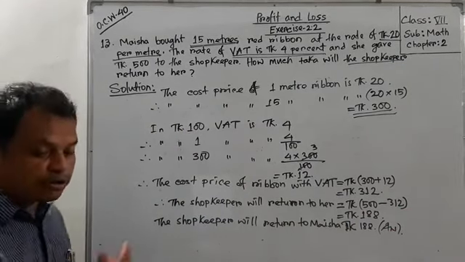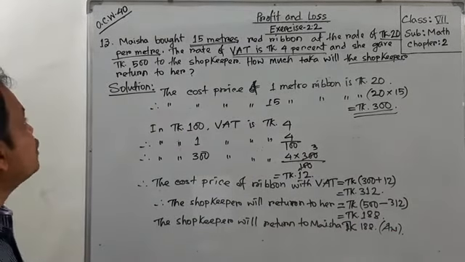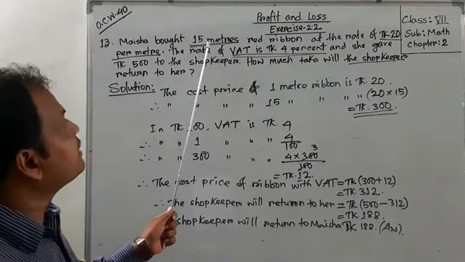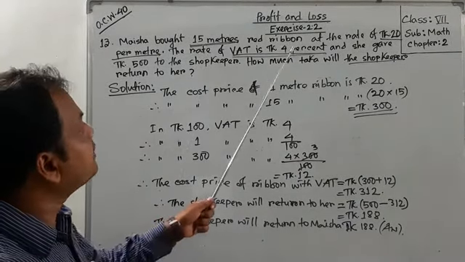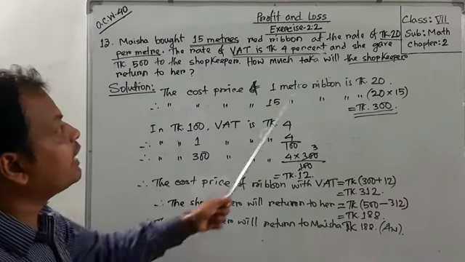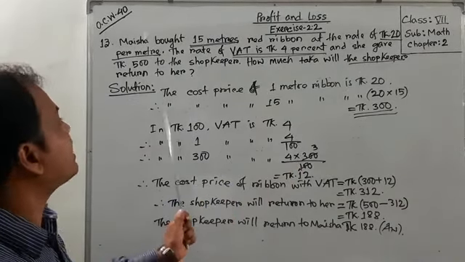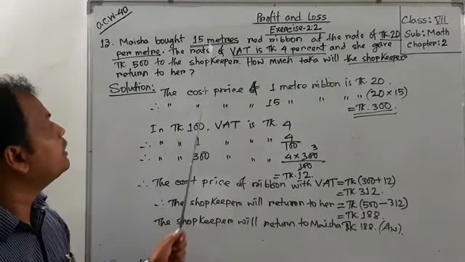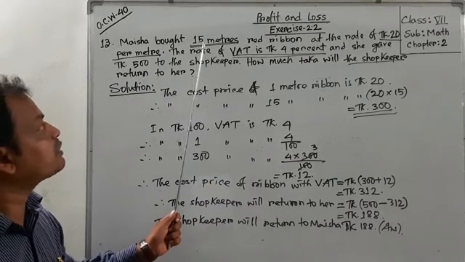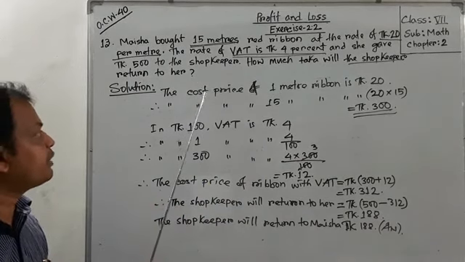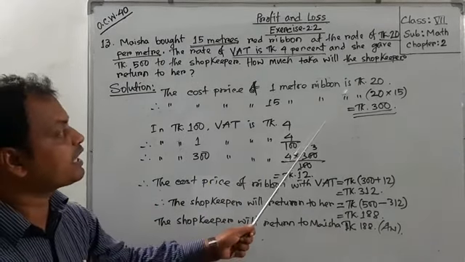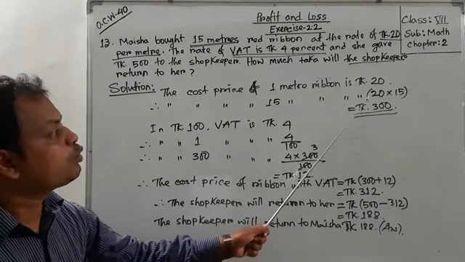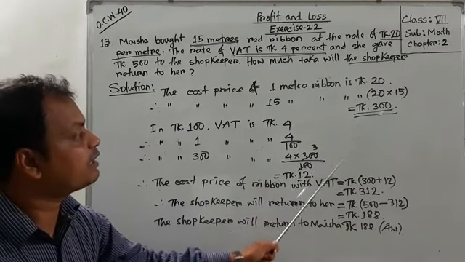So my dear students, I want to review this one another time. The information was 15 meters of ribbon bought by Maisha, and the rate was taka 20 per meter. That means for 1 meter the cost is taka 20. So at first we have found the cost for 15 meters. The cost price of 15 meters of ribbon is taka 20 multiplied by 15. It will be taka 300.